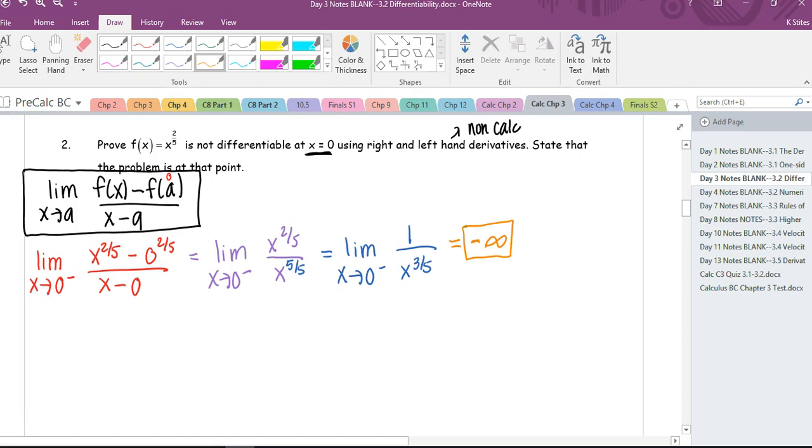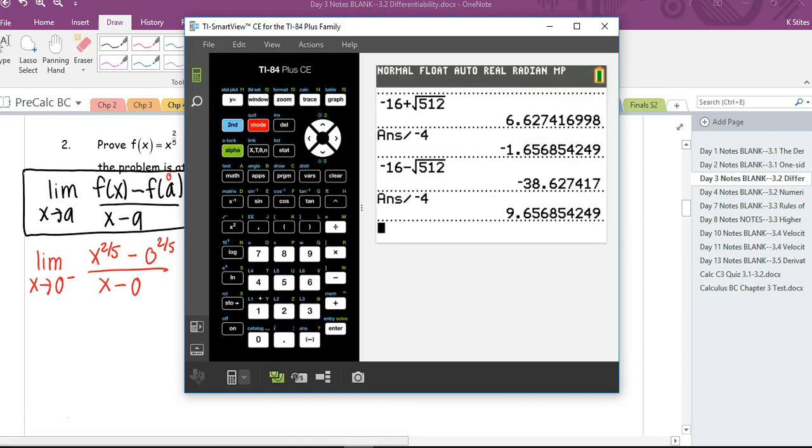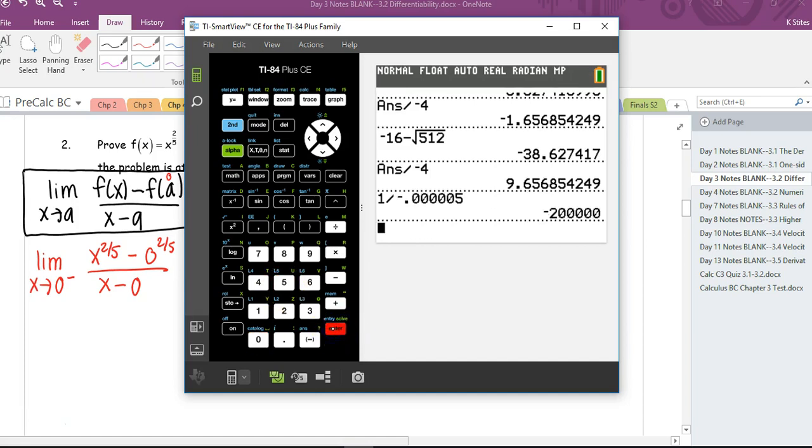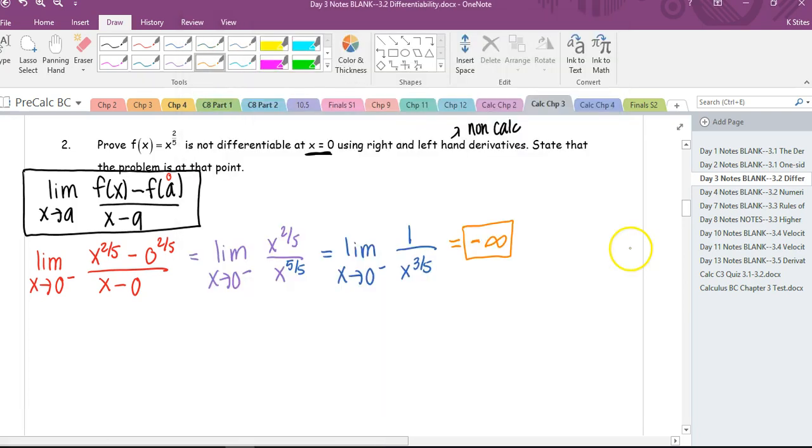So again, when you divide anything by a really small number, it's going to get bigger and bigger and bigger. Look, if you do 1 divided by negative 0.000005, it's getting big, big in the negative direction. Okay, all right, so there's that one.